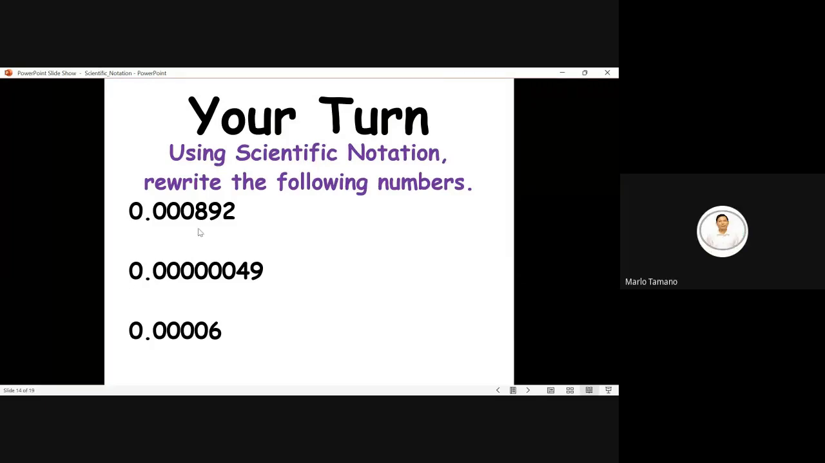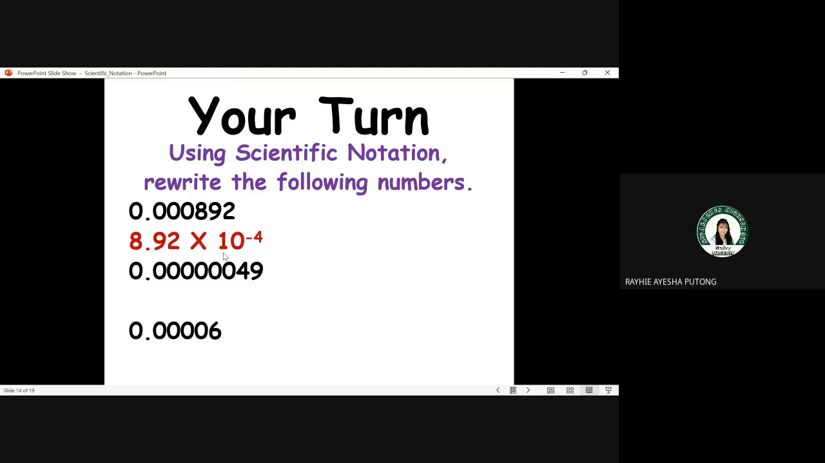If we are going to move the decimal from left to right, that is negative. The given is less than 1. We will make it greater than 1. So how do we make it greater than 1? By moving the decimal point from left to right. From that decimal, of course, you stop between 8 and 9. So that 8.92 is still less than 10. Understood? So 8.92 times 10 to the negative 4. Next, can you do the second one?